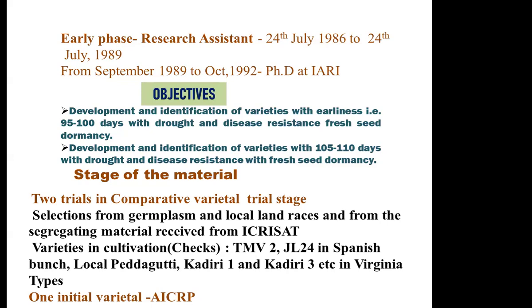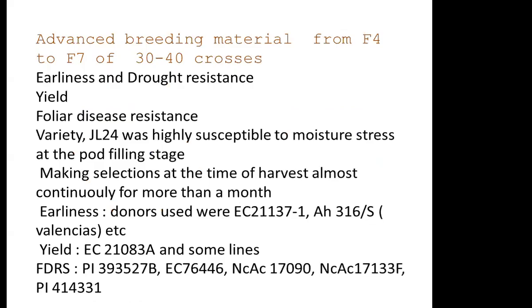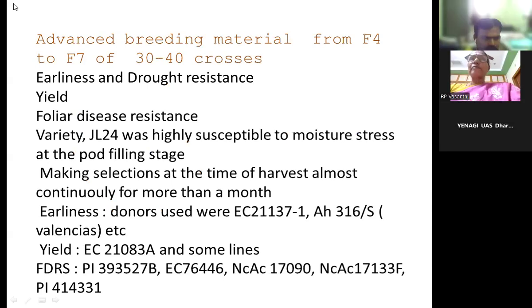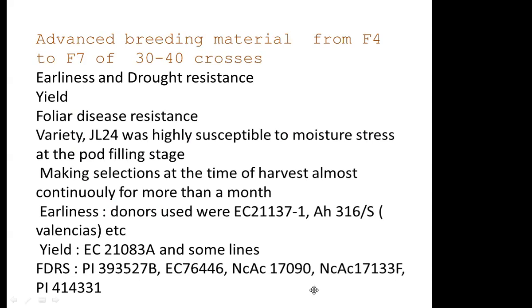But next slide, please. I had that stupendous task of handling 30 to 40 crosses of material. They had material for earliness, drought resistance, yield, and foliar disease resistance, all from F4 to F7, a lot of material. They had sown almost 3 acres. And myself and one more senior breeder made selections at the time of harvest.